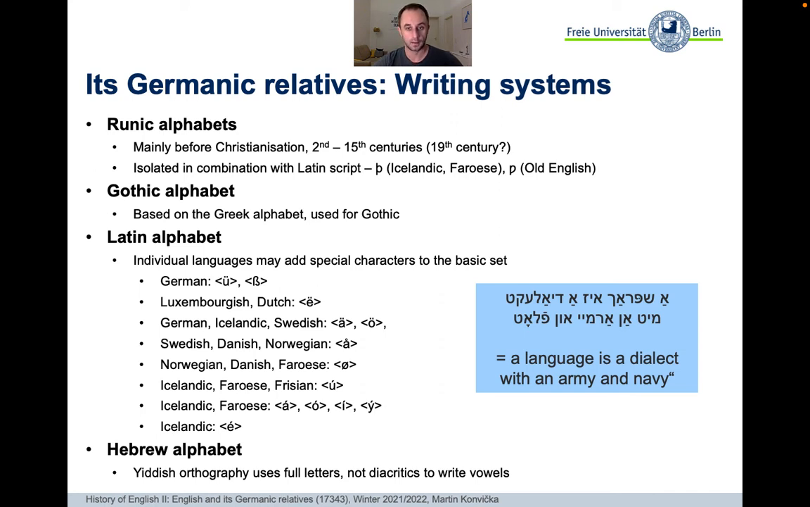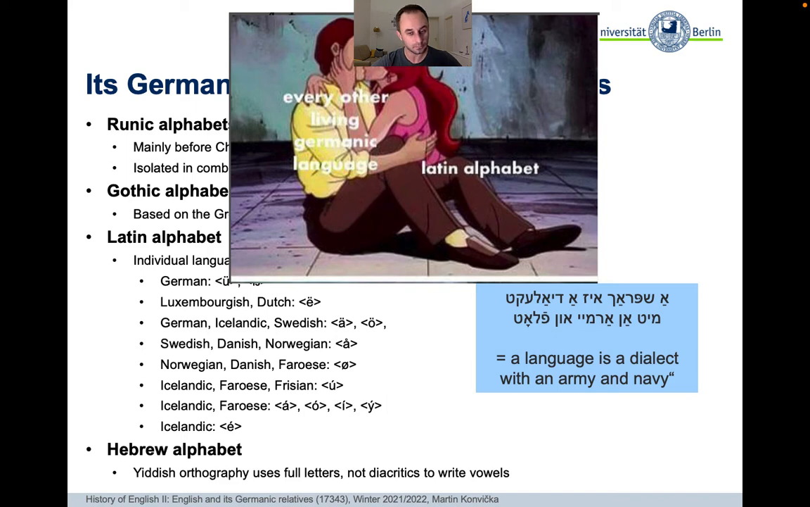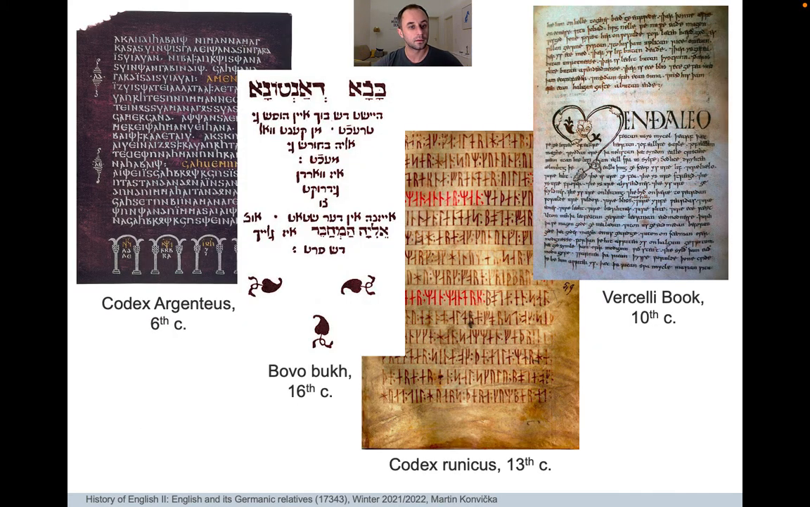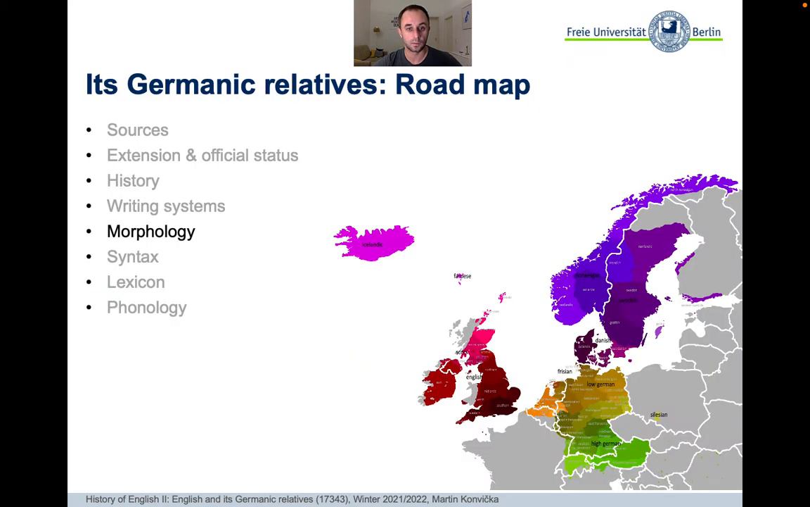Okay, so as I said, the majority of the living Germanic languages use the Latin alphabet, but there is this odd one out, Yiddish, that uses a different script. It is also written and read from right to left and not from left to right. Here is just an example of how documents written in these four different alphabets look, and we can move on to morphology.